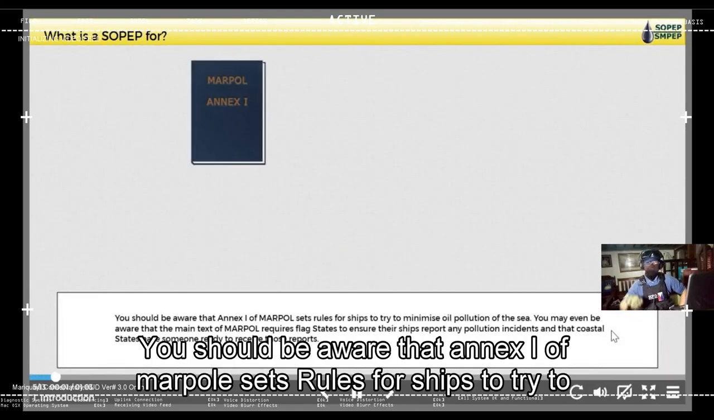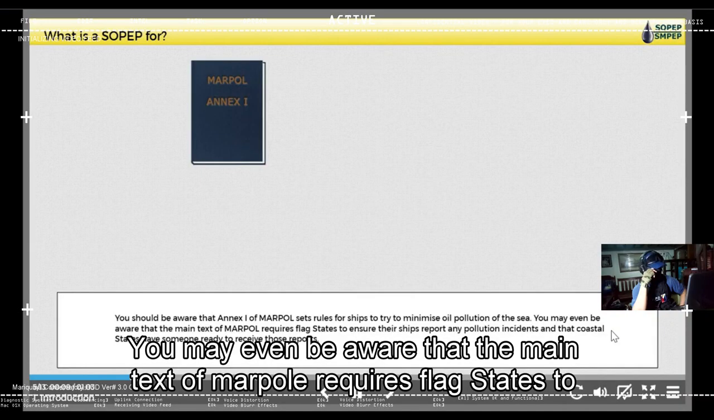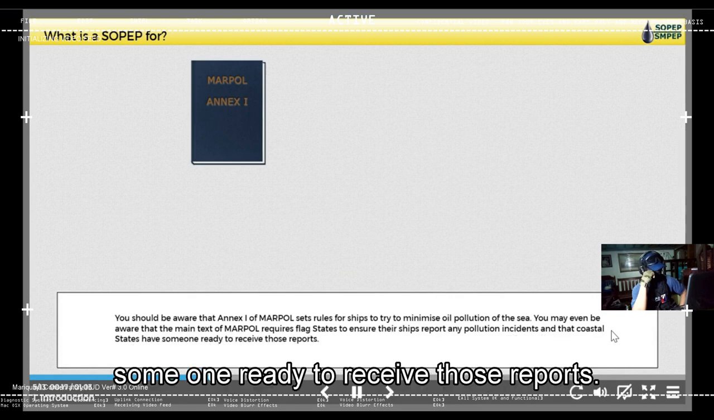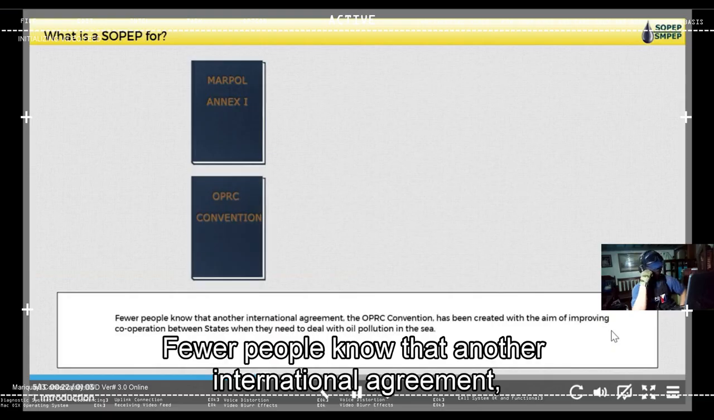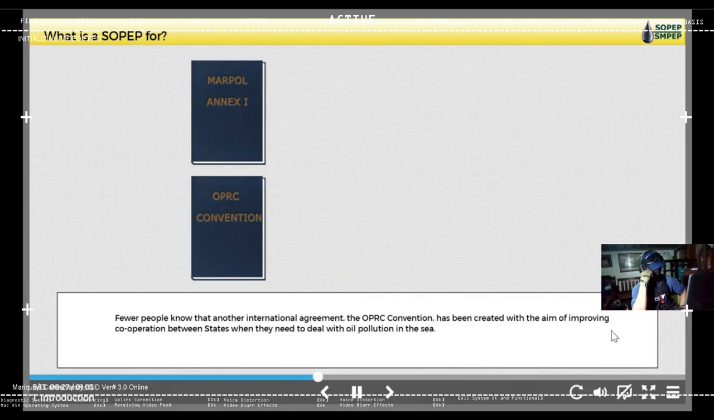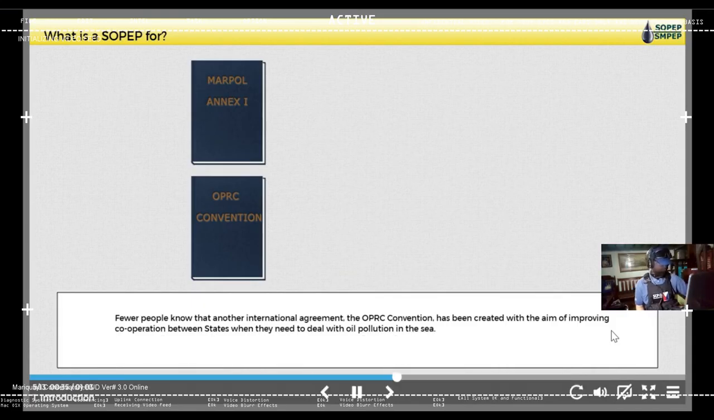You should be aware that Annex 1 of MARPOL sets rules for ships to try to minimize oil pollution of the sea. You may even be aware that the main text of MARPOL requires flag states to ensure their ships report any pollution incidents, and that coastal states have someone ready to receive those reports. Fewer people know that another international agreement, the International Convention on Oil Pollution Preparedness, Response and Cooperation, or OPRC Convention, has been created with the aim of improving cooperation between states when they need to deal with oil pollution in the sea.